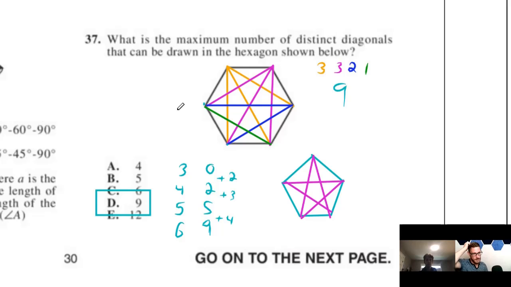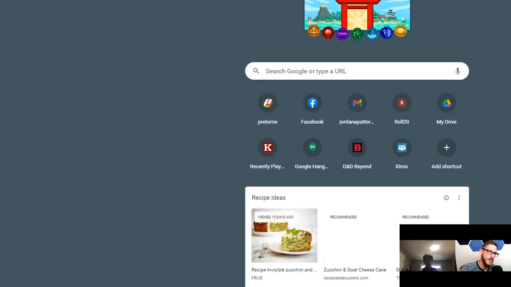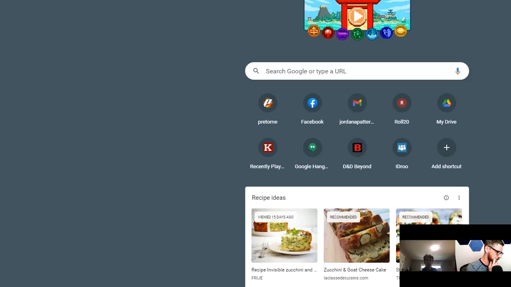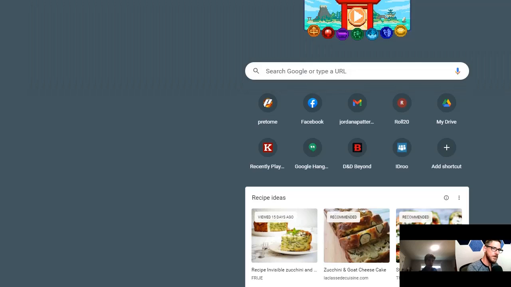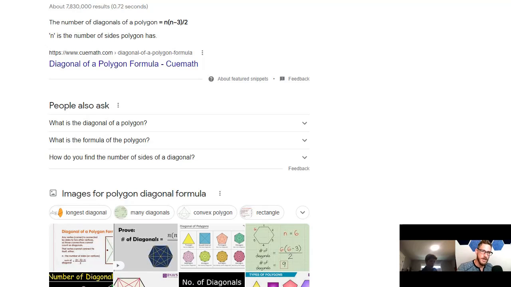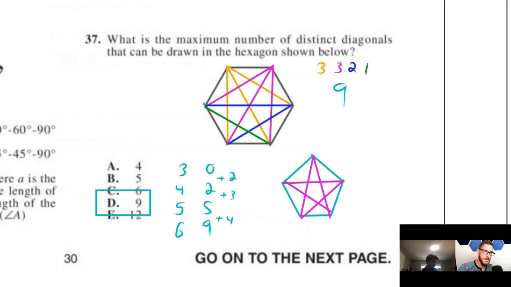So let me actually, I'm not sure I remember exactly what. Let me Google this theorem. Polygon diagonal formula. n times n minus 3 over 2. All right, so the formula, if you wanted to take a shortcut, is n times n minus 3 over 2.